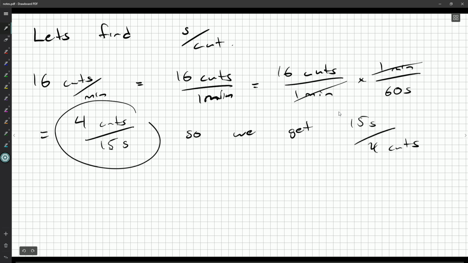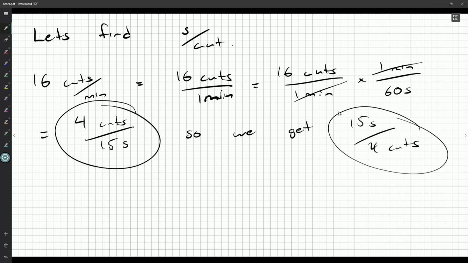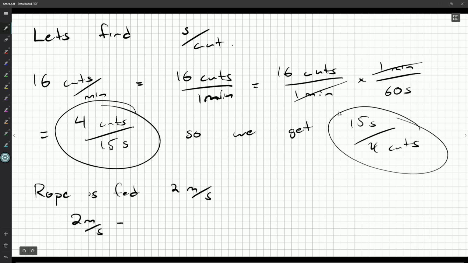Okay? This is just a universal constant about the question we're talking about, so it's okay to flip it around. 15 seconds every 4 cuts, or 4 cuts every 15 seconds. They mean the same thing. Okay, rope is fed at 2 meters per second. So 2 meters per second times how quickly the cuts are being made.